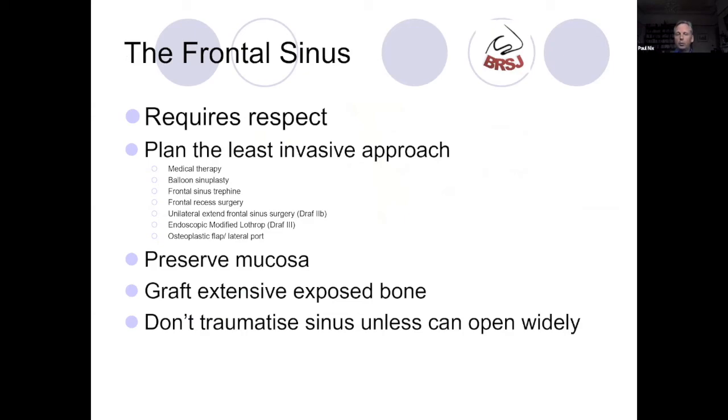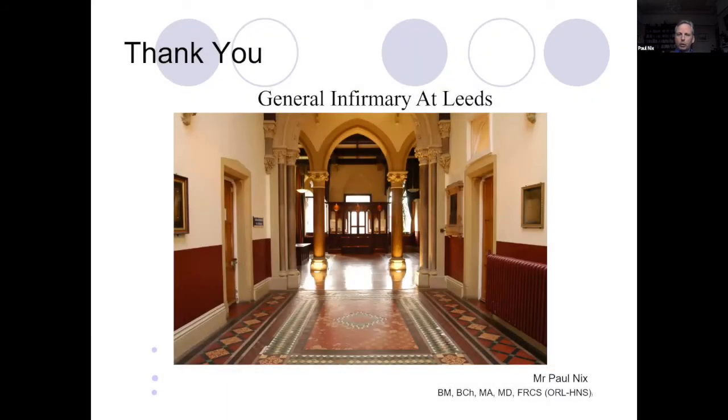And if you are going to drill in the frontal sinus, I would go for a Draf IIb or a Draf III. That's because I don't want to traumatize the sinus mucosa unless I can open up really widely. The essence is to preserve as much mucosa in the frontal recess as possible. And if we are exposing any bone, then try and graft it. I'd like to thank you very much for listening and I'm open to any questions.